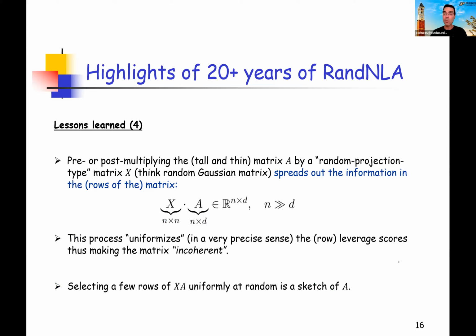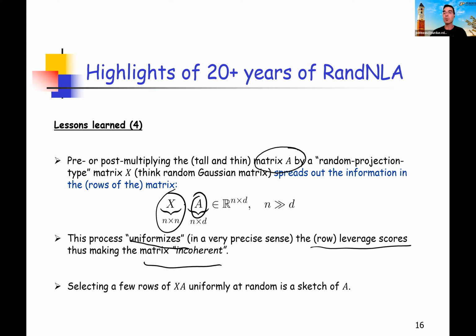Another lesson that we learned is that pre or post multiplying, let's say, a tall and thin matrix A, in this case n by d, by a random projection matrix X, think random Gaussian matrix or any sub-Gaussian or sparse sketches if you are familiar with those, spreads out the information in the rows of the matrix. So essentially what you do is you can take a matrix A where the important part, if you will, is contained in a few of its rows. If you pre-multiply by this X, which is a random Gaussian n by n, then you essentially make all the rows about equally important. And this has a very precise interpretation. It uniformizes the so-called row leverage scores, and it makes the matrix incoherent, if you're familiar with the notion of incoherence. It basically spreads out information in the matrix.